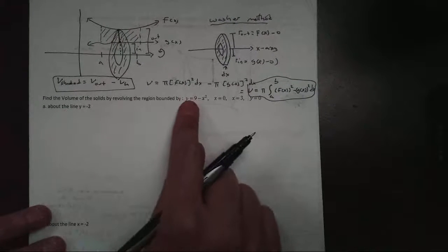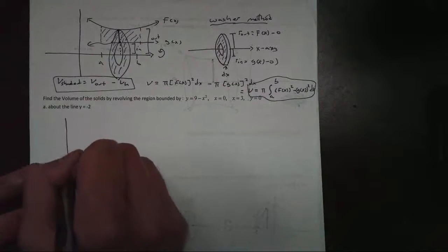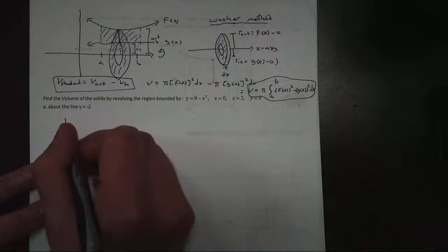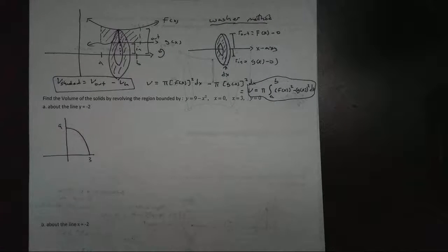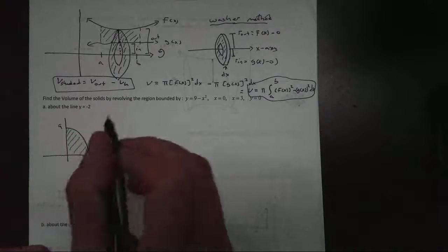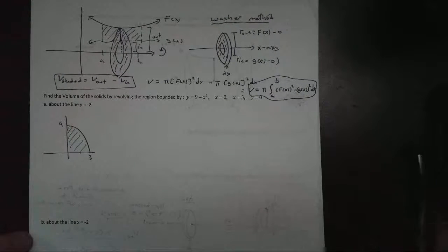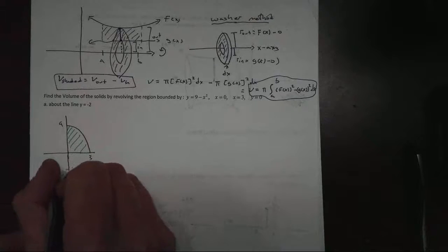So we've got the volume of this parabola, and there's our bound. So it's the same one as before. I'm going to graph this one very quickly. It's 9 minus x squared. Again, we're only interested in the first quadrant, so that's not that bad. There's the region we're going to revolve. But if you notice in this case, we're going to revolve it about the line y equals negative 2. So that's down here.